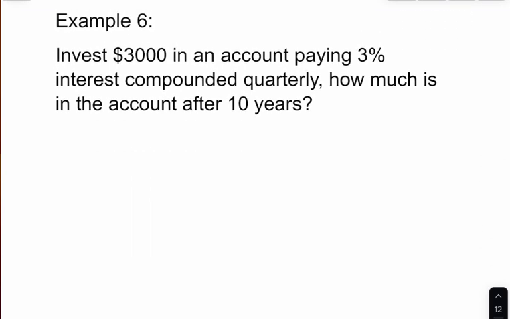So let's take a look at an example. It says if we want to invest $3,000 in an account paying 3% interest compounded quarterly, how much is in the account after 10 years? The first thing I want to do is write down the formula, and then break down each piece and how we pull that from the word problem. So A sub T, or A of T, is P times the quantity of 1 plus R over N, to the power of NT.